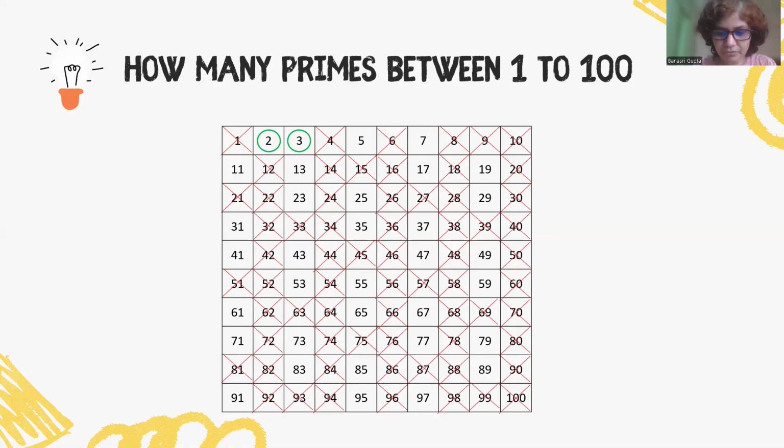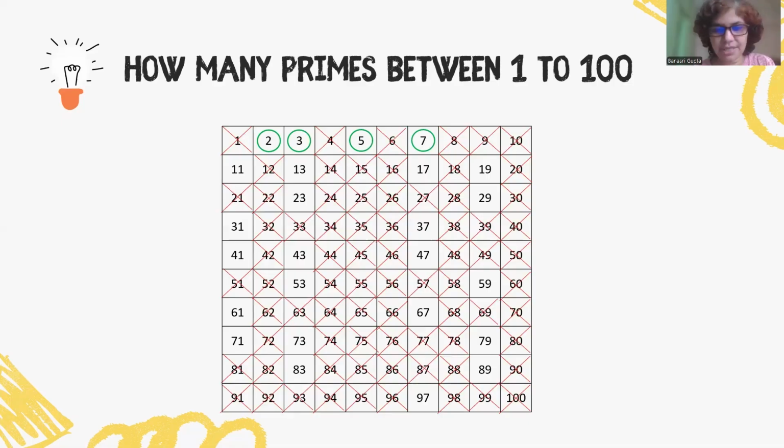Next number which is remaining is 5. So we will circle it. Now we will cross out all the multiples of 5 which are not crossed out before, till 95. Next number which is remaining is 7. That is also a prime number. Now we will cross out all its multiples which are not crossed out before. So 49, 77 and 91.